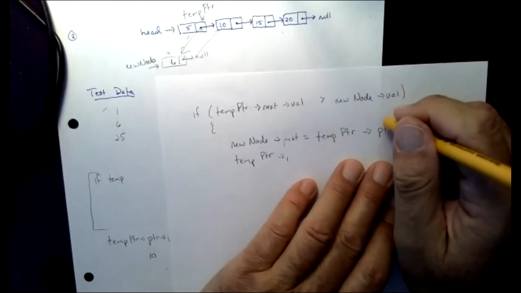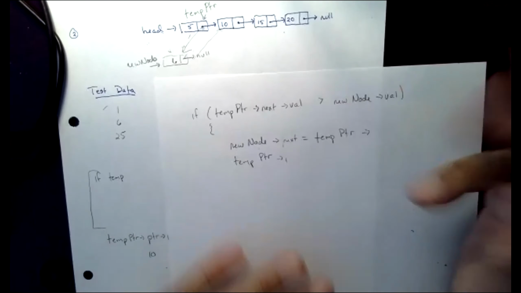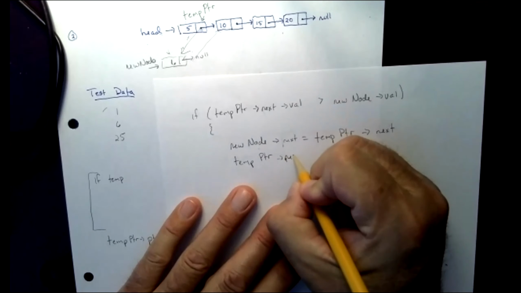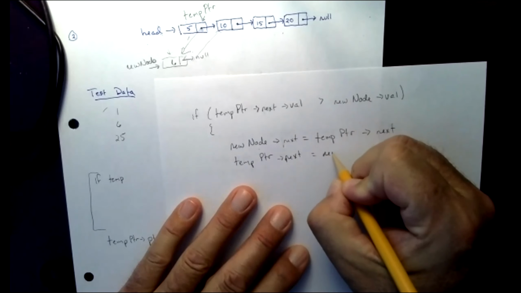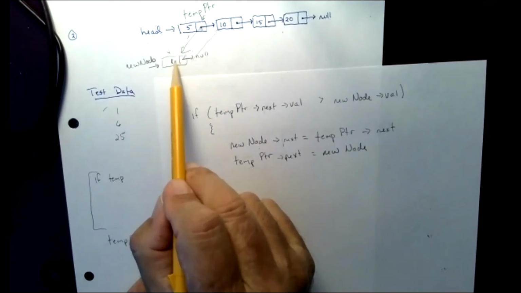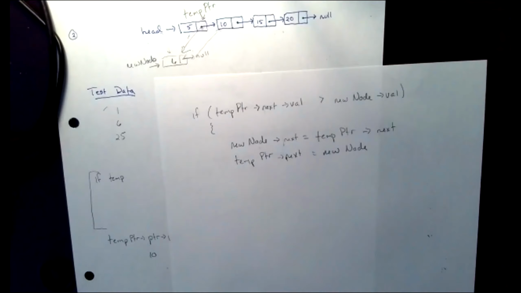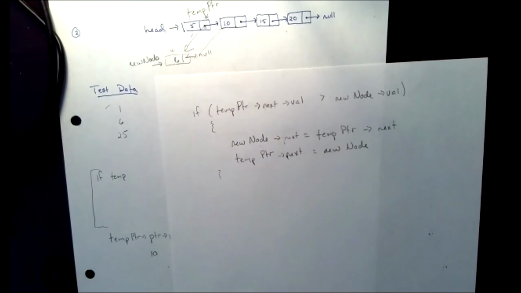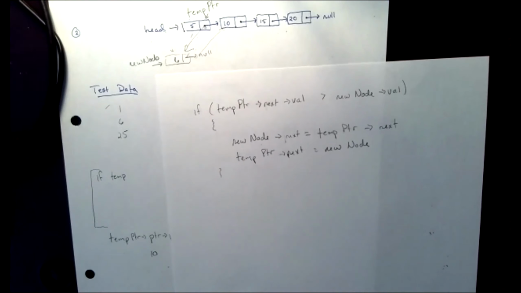New node's next equals temp pointer's next. And now temp pointer's next would get the value of new node, because new node is a pointer pointing to that node. Questions?